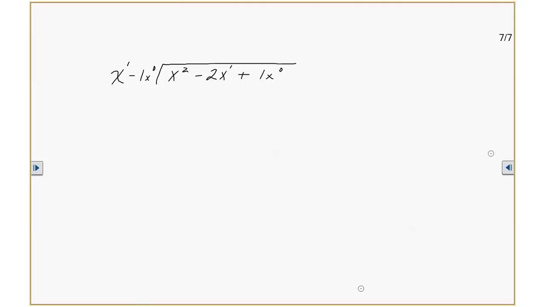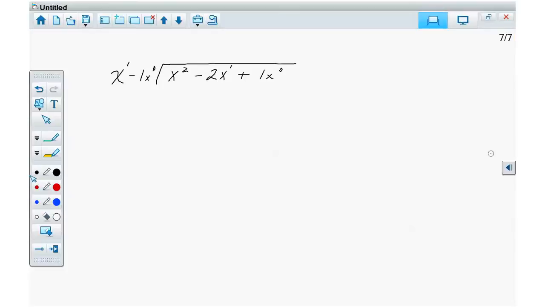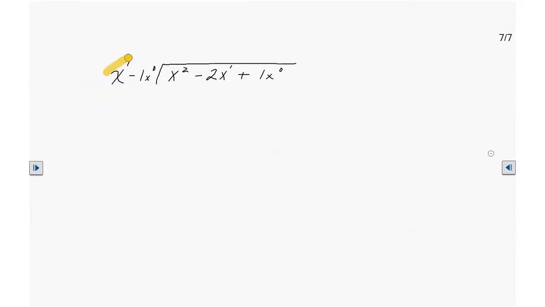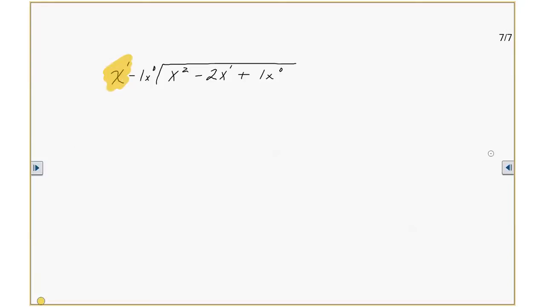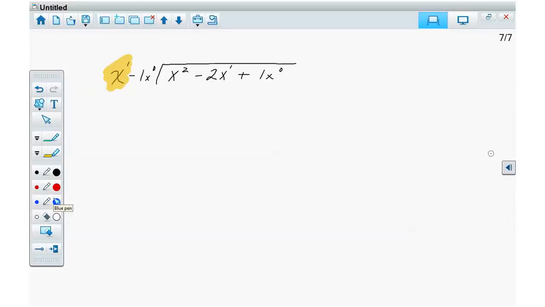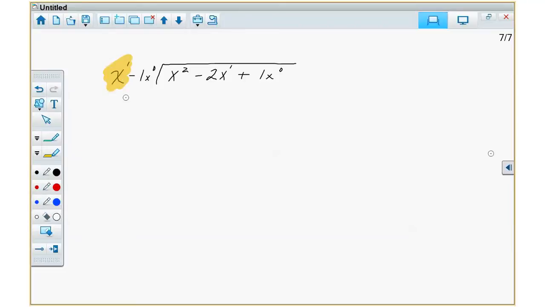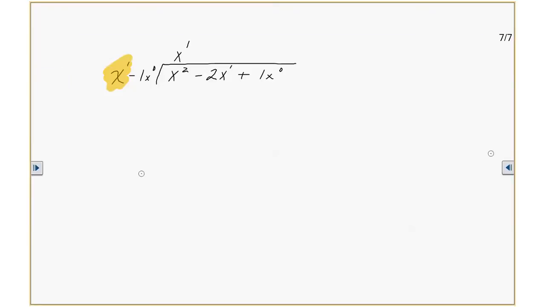Now you focus on this guy, because that's the kite and this is the tail. You aren't worried about this guy. All you're worried about is this guy. You have to remember your rules of exponents now. If I divide, what am I going to be doing to the exponents? Subtracting. So, how many times will x to the first go into x squared? X to the first time, because 1 plus 1 is what? 2.